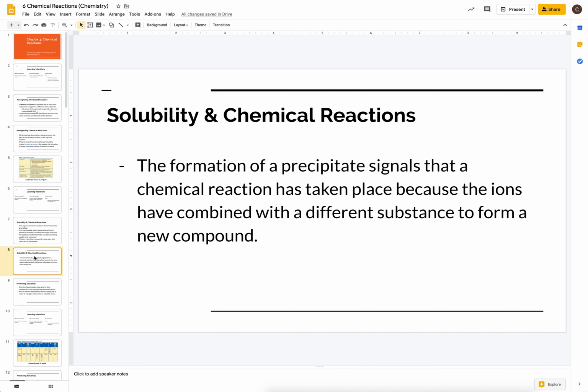The formation of the precipitate is an indication that a chemical reaction has taken place because two new ions have stuck together and combined to create a new compound, a different substance than the reactants we had initially. We now have a new product.